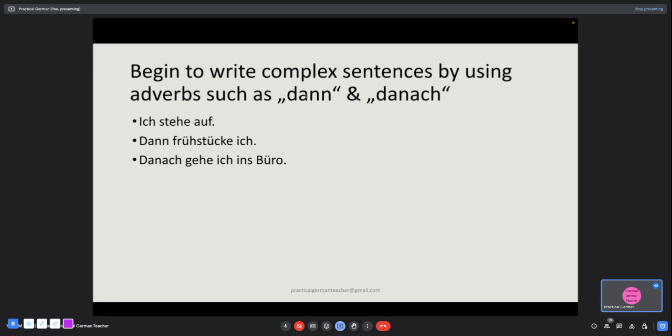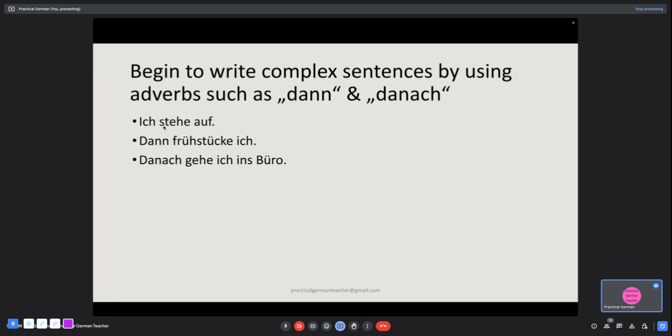All right, guys, just one more thing. I have asked you, those who are in the group, to divide your day into 32 parts and choose one part where you think it will help you learn and speak German, and write about that. Now you can add words like dann and danach. Dann means then, danach means after that, thereafter or afterwards.